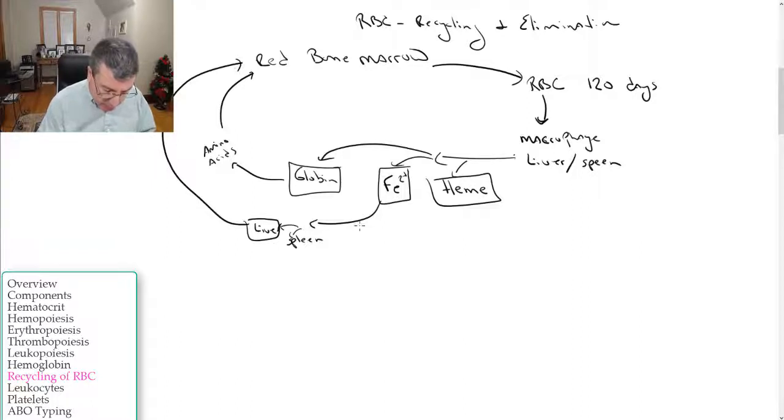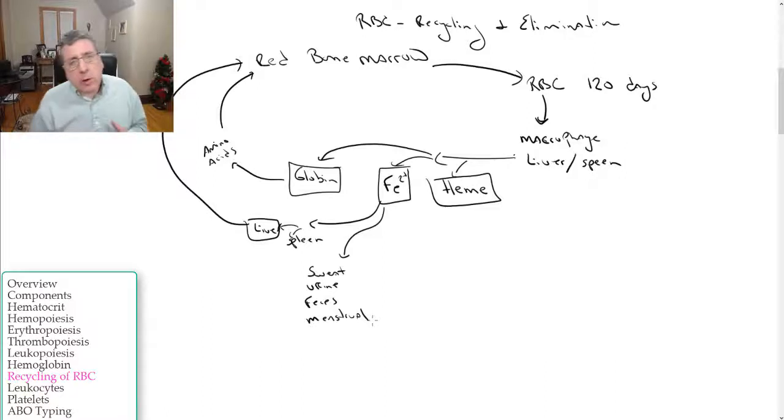The other area that it can go: iron can be eliminated, and you can lose a small amount in sweat. You can lose it in urine, feces, and menstrual cycle.